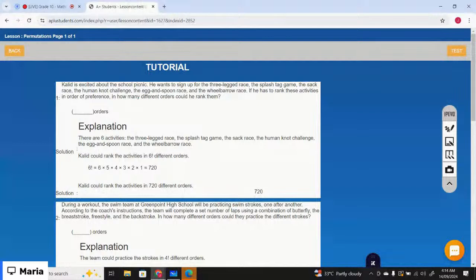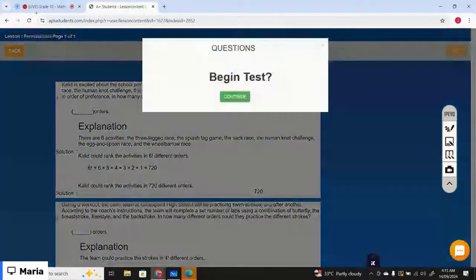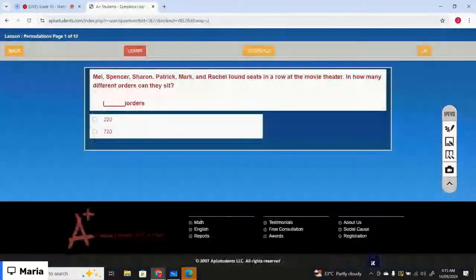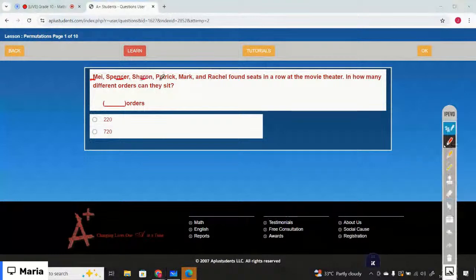So when you have to calculate the orders, you have to calculate the factorial, right? Let's start with the test questions. May, Spencer, Sharon, Patrick, Mark, and Rachel found seats in a row at the movie theater. How many different orders can they sit in? So they are one, 2, 3, 4, 5, 6. You need to calculate 6 factorial, right? 6 factorial is 6 times 5 times 4 times 3 times 2 times 1. So which is the correct option?